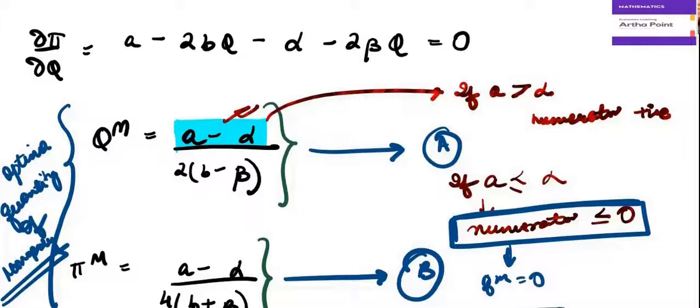Now let's try and check what this means graphically. Just think about it once. What happens when your numerator is negative and you don't want to produce any quantity?